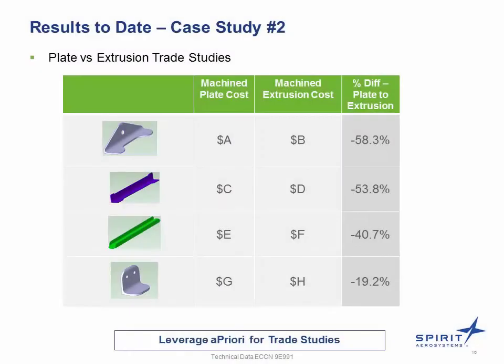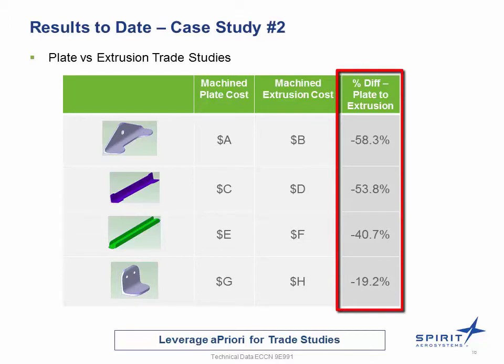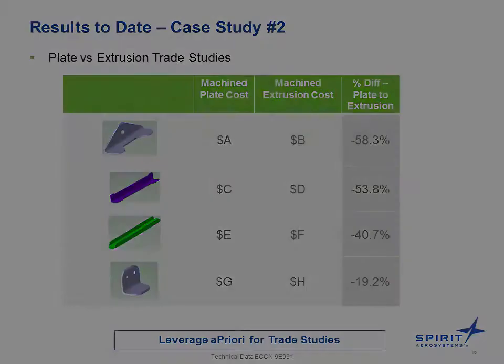Another use case for the tool is for us to be able to leverage it into trade study results. Here's examples of parts that we had identified as made from plate, but we also have extrusion shapes out there that would be candidates to make these from. So when we run the tool, compare the machine plate cost and extrusion cost, we can see quite a bit of difference in what that final part cost would be.